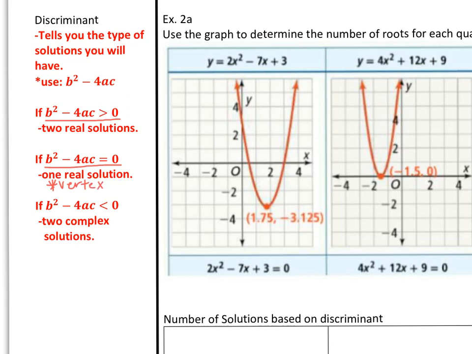Doesn't matter if the quadratic function would open up or down, the vertex would be on the x-axis. And then last but not least, similar to our last example, if the discriminant is less than 0, you have two complex or imaginary solutions. And that means there are no x-intercepts for your quadratic function.